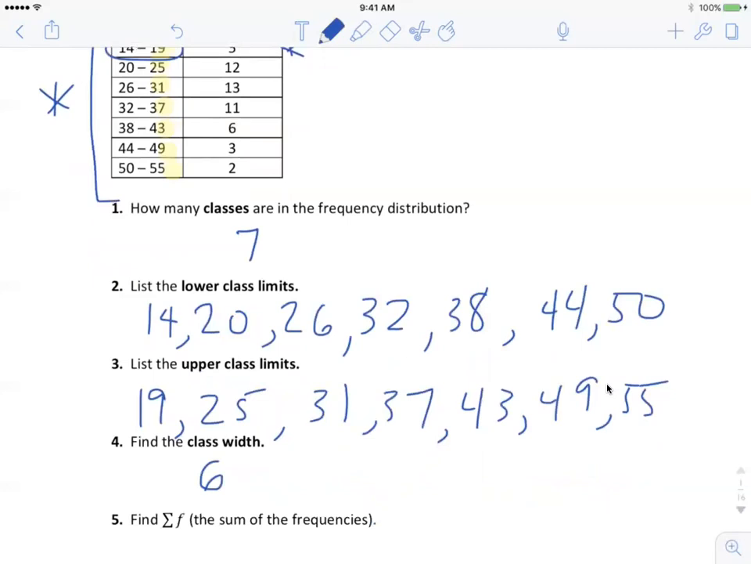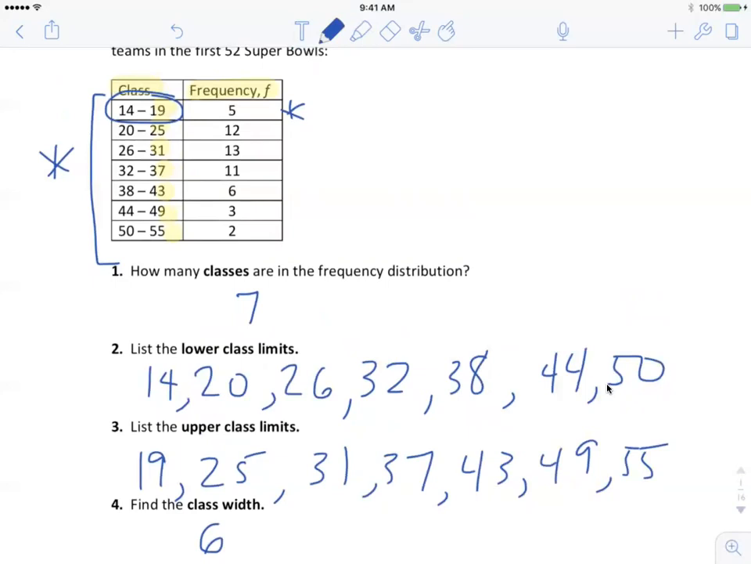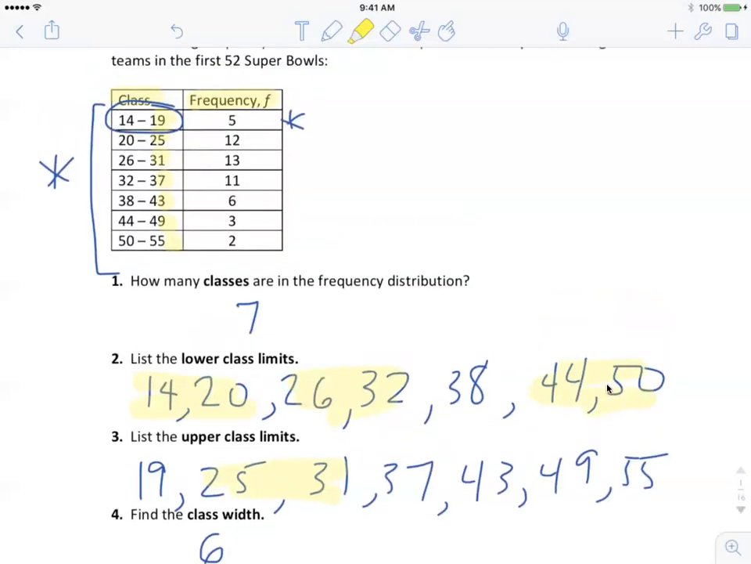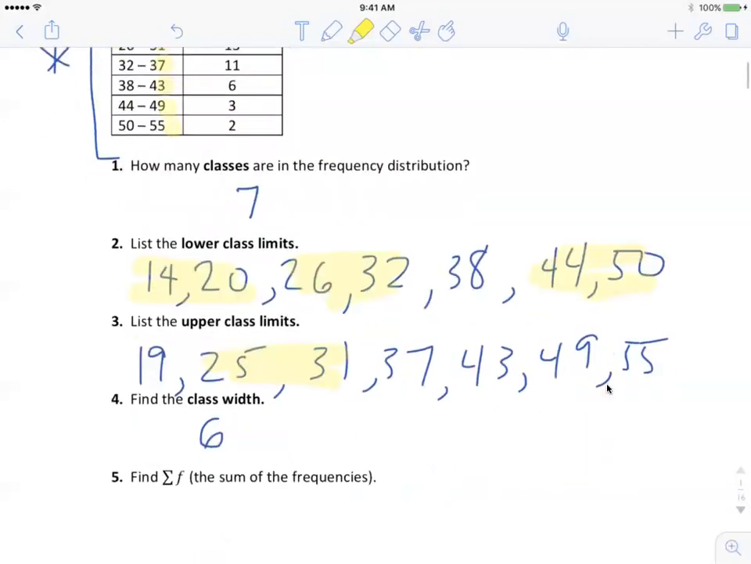Right. Another way is you could subtract 2 consecutive lower class limits. Right. So if you think about these two, 20 minus 14 is 6. Right. And any of them work. 32 minus 26 is 6. Right. 50 minus 44 is 6. Even in the upper class limits, it would work. The one way to get the wrong answer is if you subtract the upper and lower class limits in one class, right? Like the 14 and 19. 19 minus 14 is 5. That's wrong. Right? So don't do it that way, and you'll be fine.